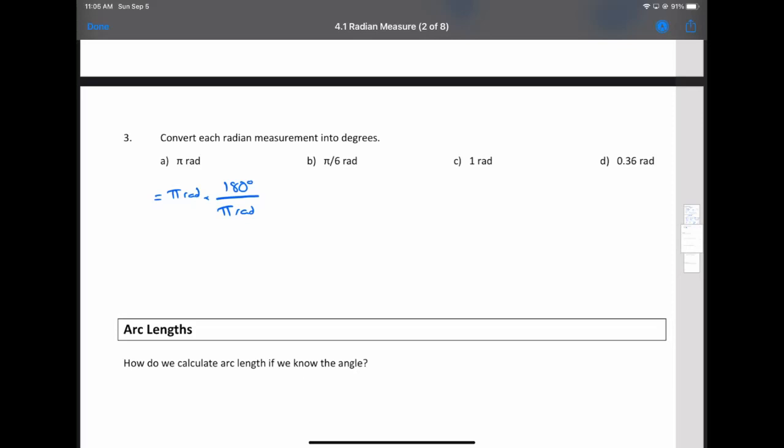So this is basically just the exact same fraction upside down as we used before. Because before we wanted to get away from degrees and to radians, here we want to get away from radians to degrees. These cancel out. We're left with 180 degrees, which hopefully you recognize, since by definition, pi radians is 180 degrees.